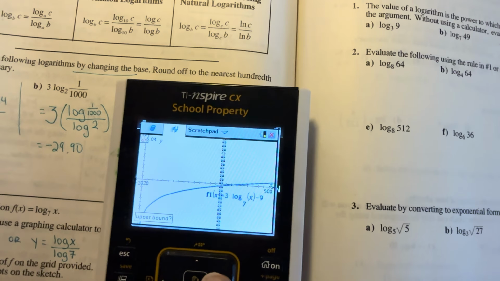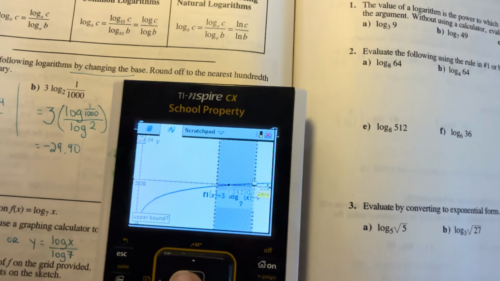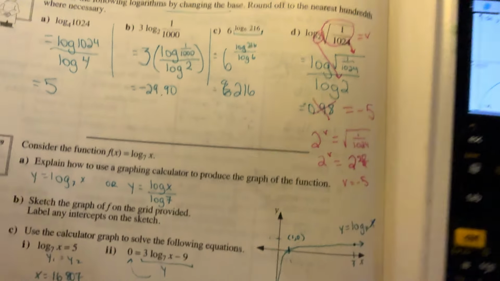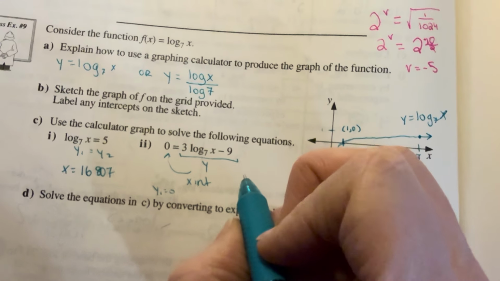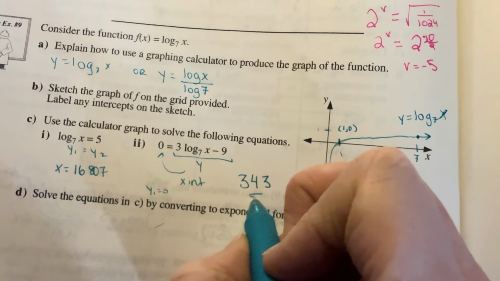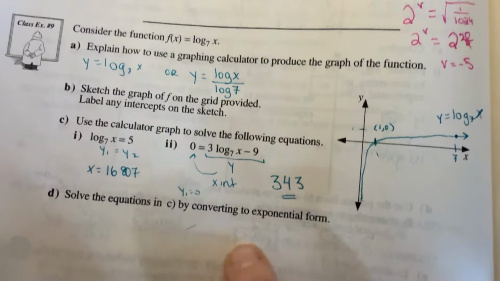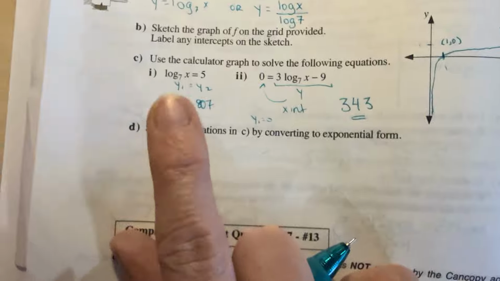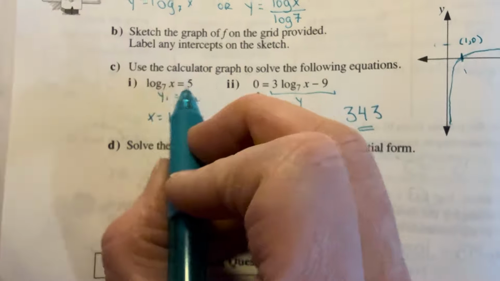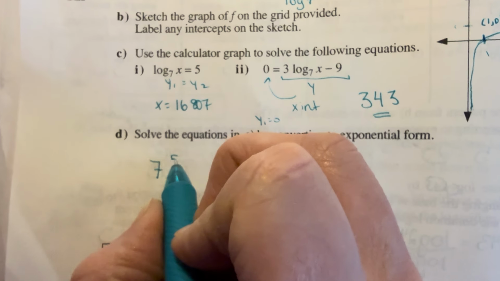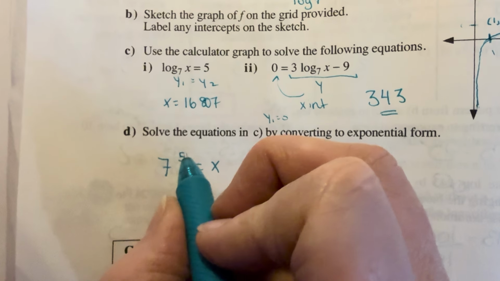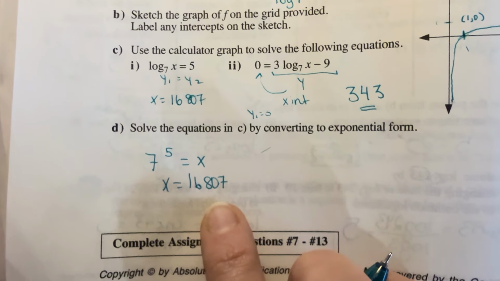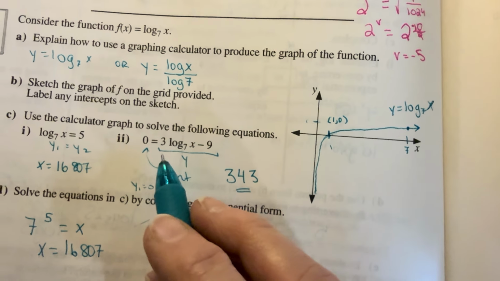Okay, left side, right side, or lower bound, upper bound. And so that's at 343 is my point there. So 343 is the answer to that one. Okay, and then solve both of them. So that's just the graphing way, so let's do it algebraically now. If I were to do this, it would be 7 raised to the power of 5 is equal to x. Well, 7 raised to the power of 5 is 16,807. That was way quicker.